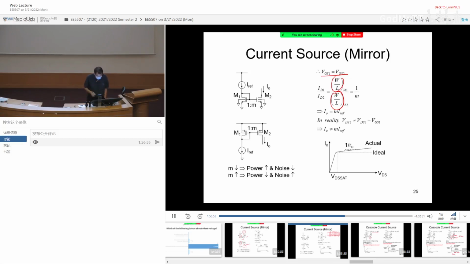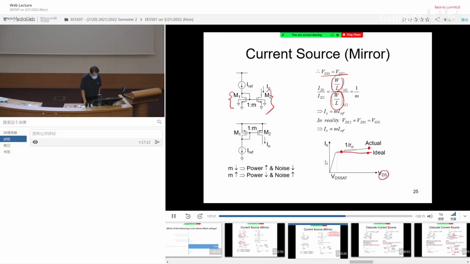Now, in reality, there will be some mismatch. Why? Because on one side, your VDS is exactly the same as VGS, but on the other side, your VDS can be anything. So the current is only identical provided the VDS are also the same. The reason for the mismatch is that it depends on where your VDS is. The current at this point and the current at this point are not exactly the same. But of course, if you can make it very flat, then it doesn't matter whether it's this point or this point, the current is quite close to identical.